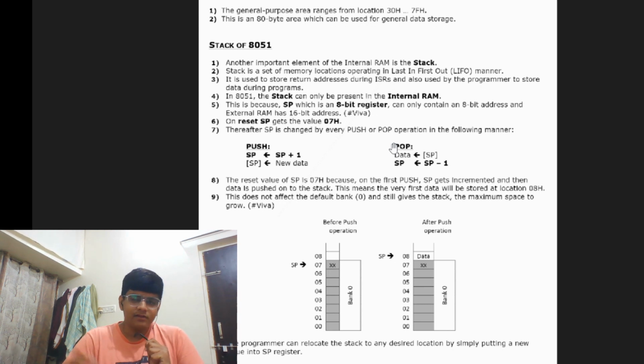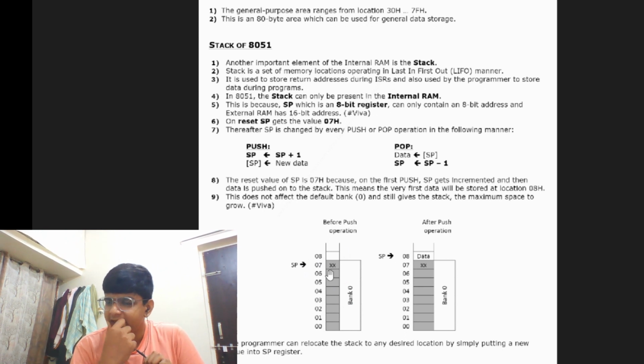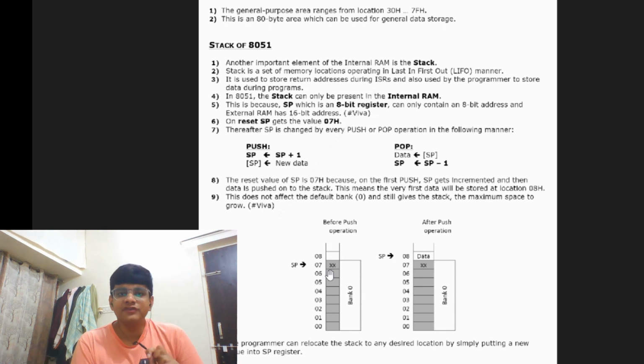Okay, let's move forward. Where is the stack exactly present in internal RAM? It is present from location 07, that is the last location of bank 0. But we do not have any use of the 07 location. We do not want to disturb the default bank. We do not want to occupy the space in bank 0, because that is a very major bank that we need as a programmer. When you start embedded programming, you will notice the importance of bank 0, so we do not want to make an empty use of it.